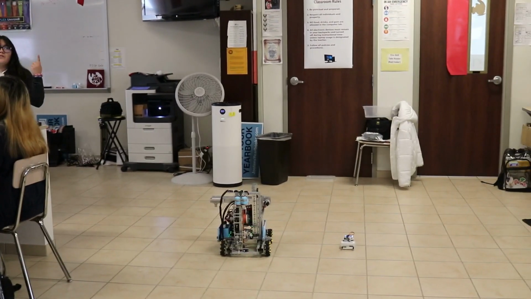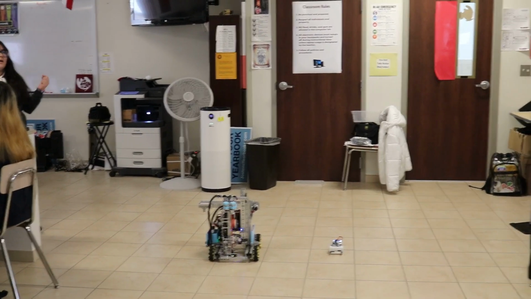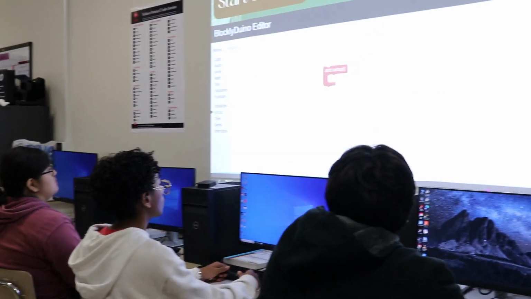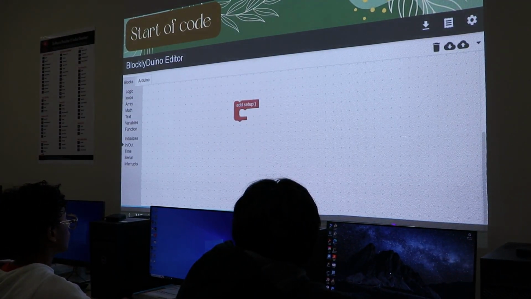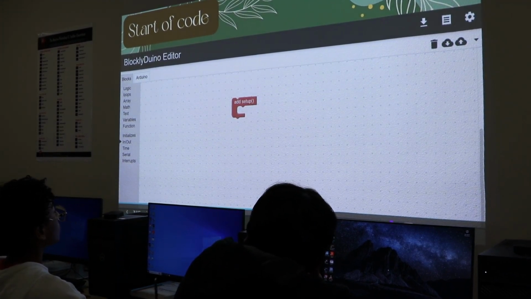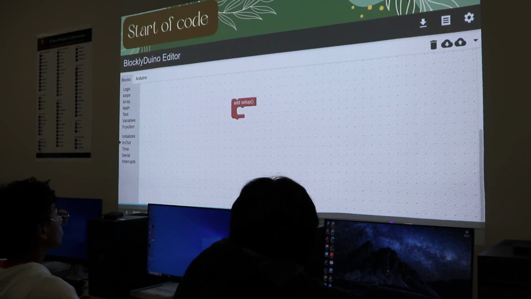Okay, here's the start of one code. This is literally a simple Blockly code for the Sputnik robot. But this is really about the language it uses, which is Blockly.